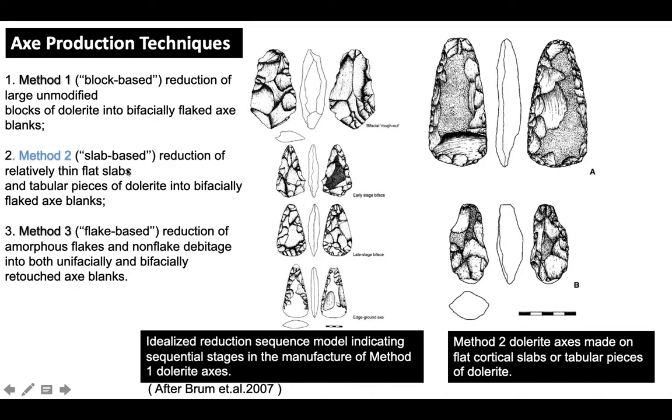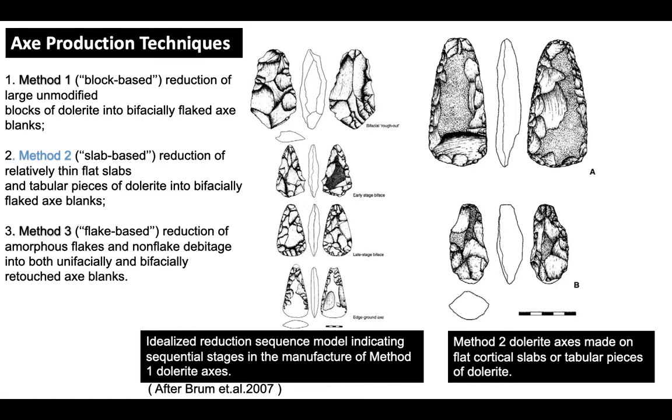The second method is slab based. Naturally you do find dolerite slabs, and the slabs are turned into bifacially flaked axe blanks. The blanks are made by turning the slab. It is actually very easy, because the slab is basically very thin, and it is easy to work on.